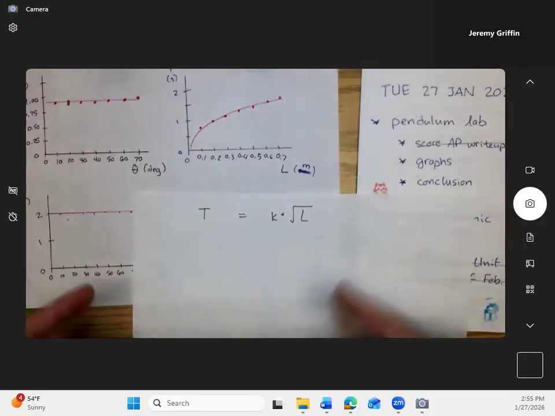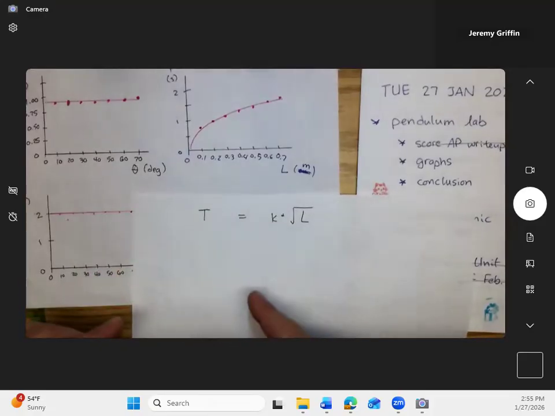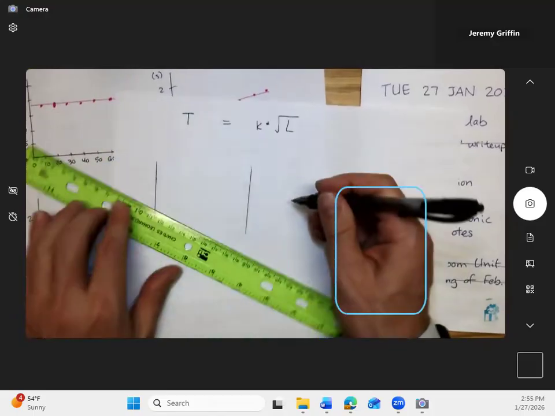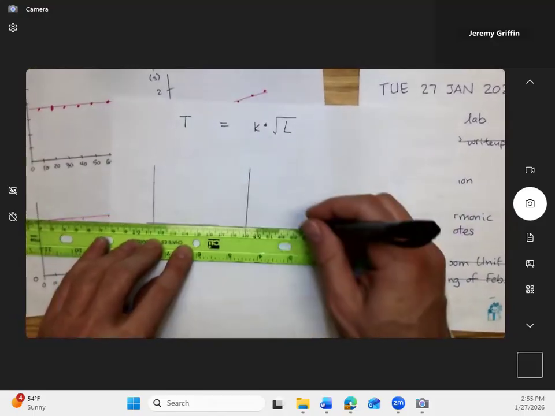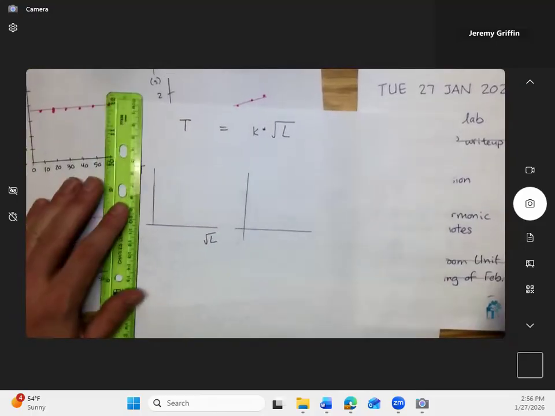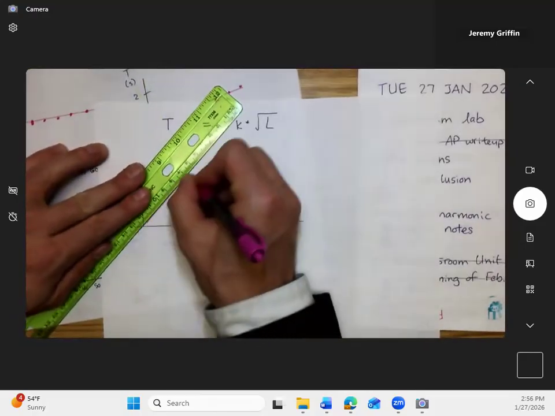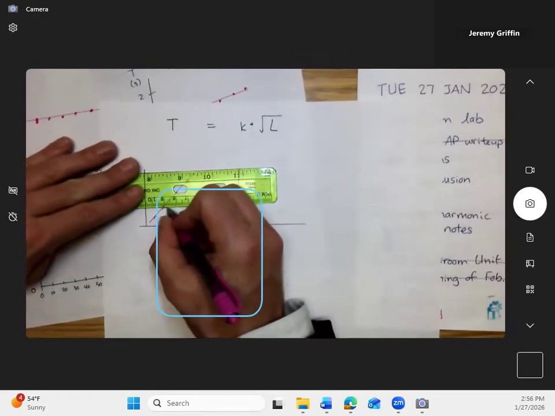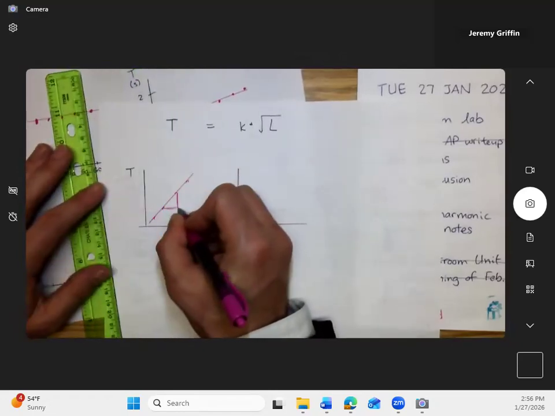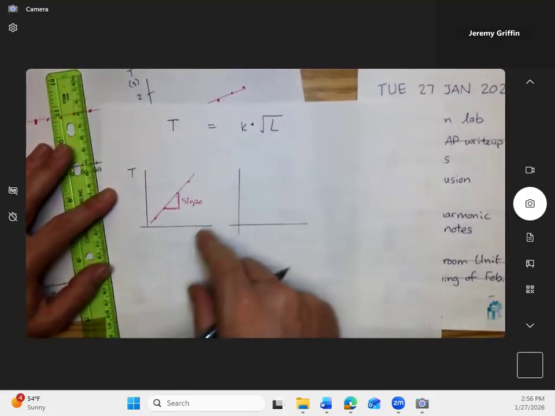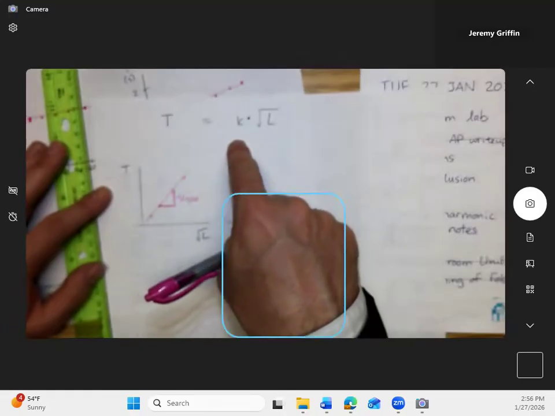Now, at face value, that might be kind of hard to get, but there's a couple of ways that we could get it. One way is you could graph not time versus length, but time versus the square root of the length. And all the points should line up in a straight line. And then once you do that, you can do rise over run and get the slope that way. Then you could very simply do y equals mx, and you can figure out what that k is.